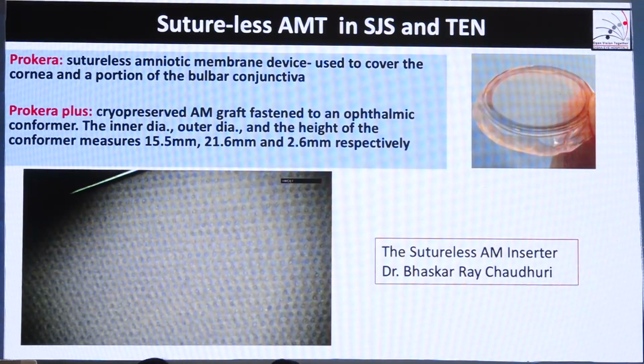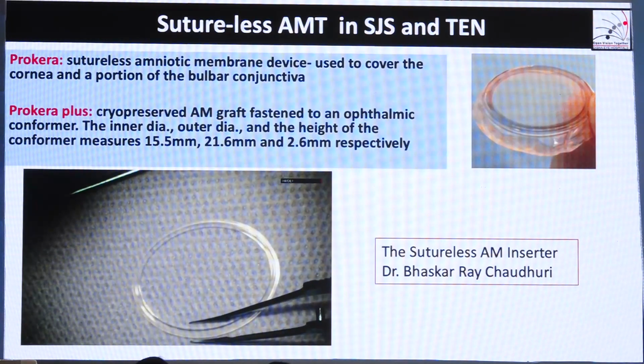Sutureless AMT, that is Prokera. So what is Prokera? This is basically a spread of amniotic membrane over a polycarbonate ring. And this polycarbonate ring, in infants it is 15 millimeter, and in adults it is 16 millimeter, outer diameter. And Prokera Plus is the cryopreserved amniotic membrane which is fastened to an ophthalmic conformer. The inner diameter is 15.5, outer diameter is 21.6, and the height of this conformer is 2.6.